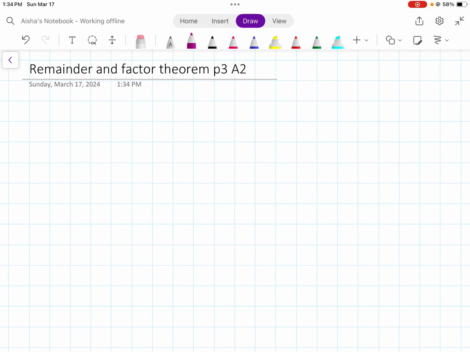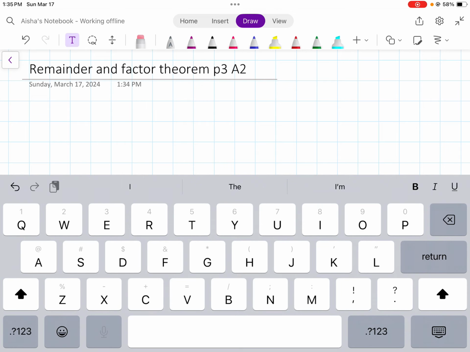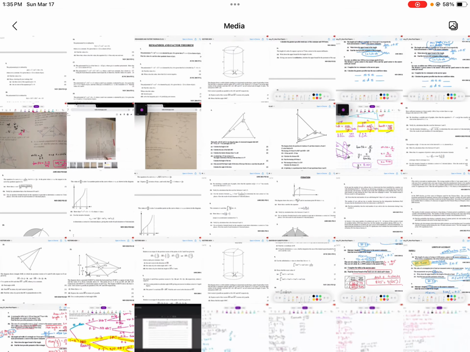Let's start with remainder and factor theorem. So basically, the remainder and factor theorem topic deals with when you have to divide expressions with another expression. Again, I'll start with a question directly so that you can get the concept.